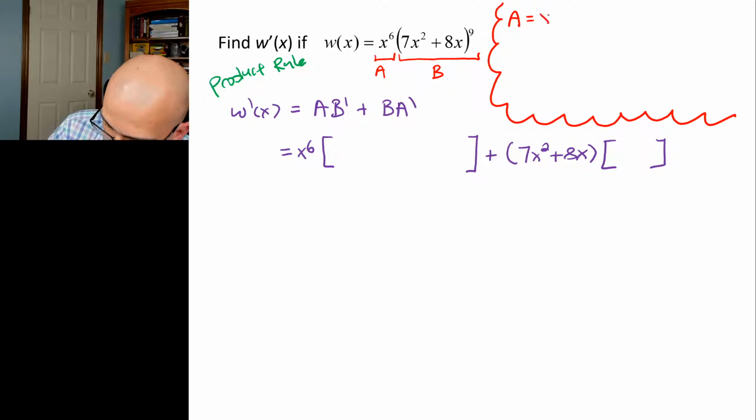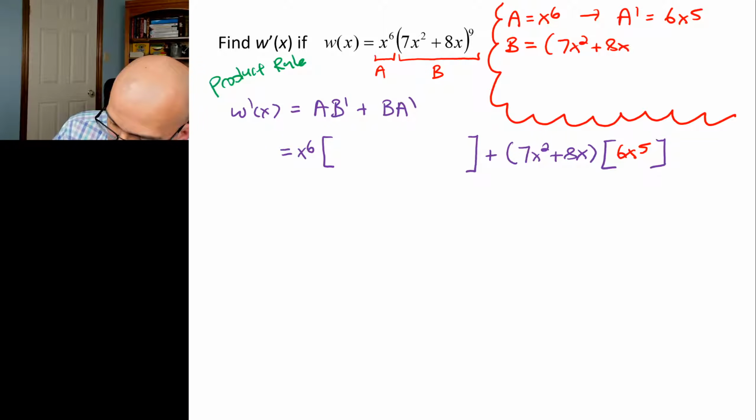So a was x to the power of 6. That means a prime is 6x to the power of 5, so I'll put that here. B is 7x squared plus 8x to the power of 9, which is w to the power of 9.